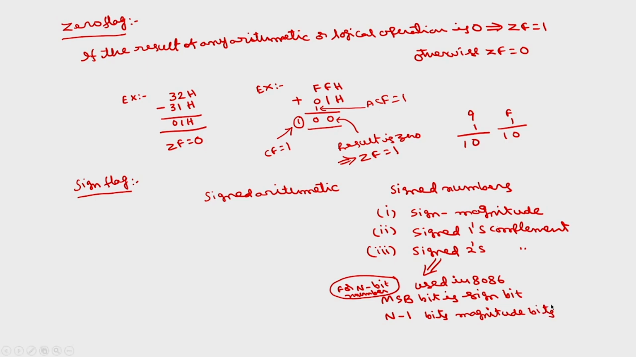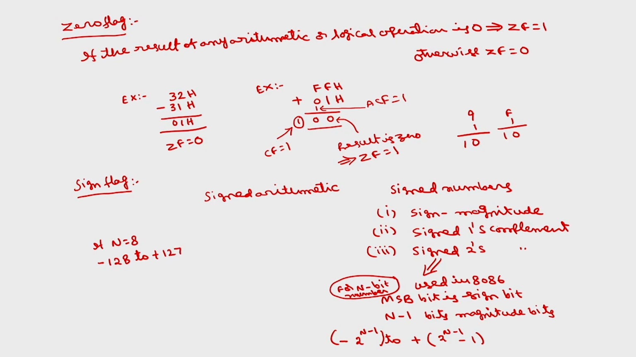So as a result of that, the range of these two's complement numbers that can be represented for an n-bit number varies from minus 2 raised to the power of n minus 1, to plus 2 raised to the power of n minus 1, minus 1. For example, if n is equal to 8, this range becomes minus 128 to plus 127.